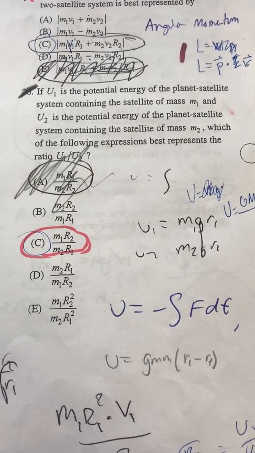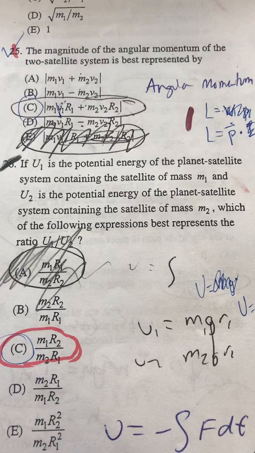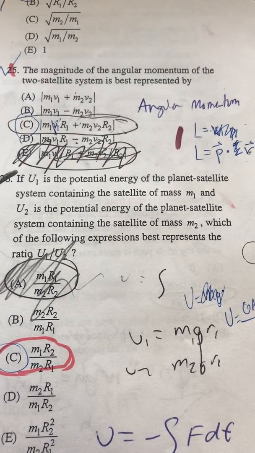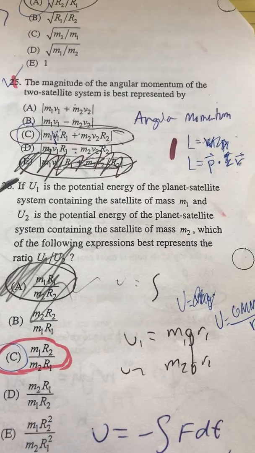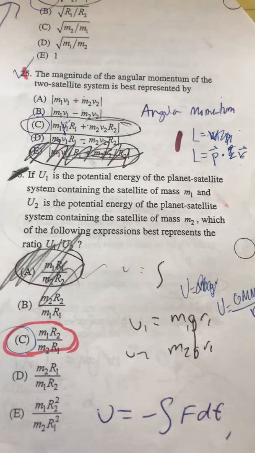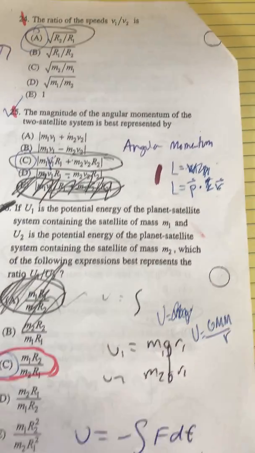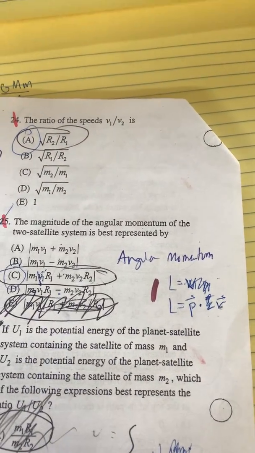So now we're going to look at our specific problem, which is if U1 is the potential energy of the planet-satellite system containing the satellite of mass m1, and U2 is the potential energy of the planet-satellite system containing the satellite m2, which of the following expressions best represents the ratio U1 over U2?